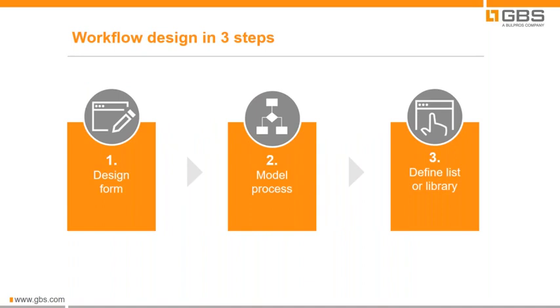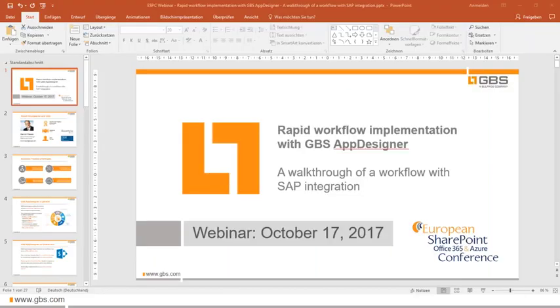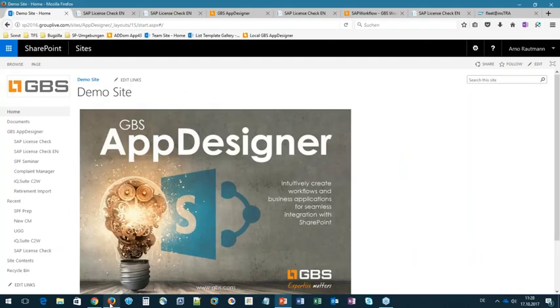Generally, in AppDesigner, you design your workflow in 3 steps. Most of the time, everyone starts with designing the form, placing all the fields onto the form and labeling everything, adding some logic. Then you can model the process based on those forms that you have created. And once the model is ready, you can define the list or library that you want to use it. This is what I'm going to show you in SharePoint itself. So I'm going to quickly switch to my browser and see what we have here.